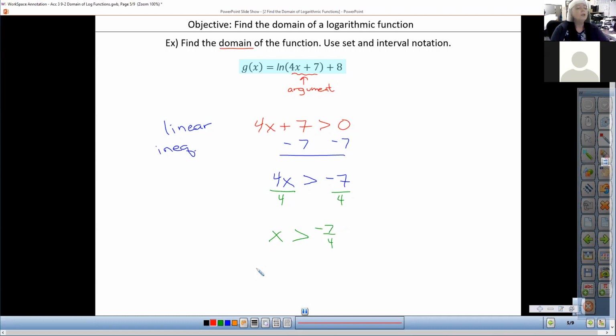So I'm looking at then, for my set notation, it would simply be the set of all x's such that x is greater than negative 7/4. And again, this is your greater than symbol. So if you were to look at this on a number line, it would be numbers to the right of negative 7/4, which means our interval notation, which has to go least to greatest, would go from that negative 7/4 to infinity.